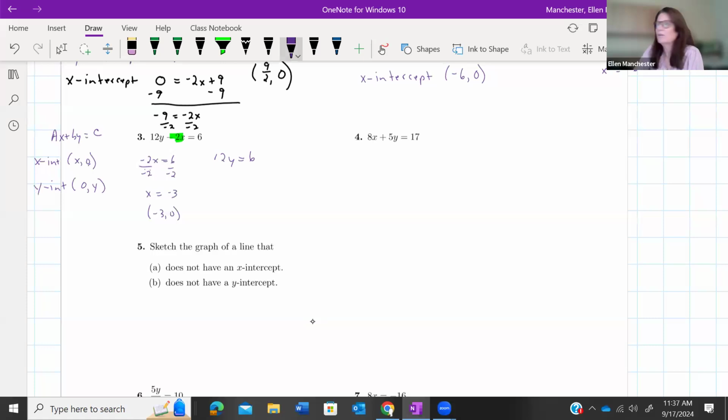12y equals 6. Even if you just put your finger over one of the terms, either the x or the y, the term that you put your finger over goes away because that value is 0. And then what's left is your equation that you can solve. So divide both sides by 12, and I get y equals 1/2. So my y-intercept, when x is 0, my y is 1/2.